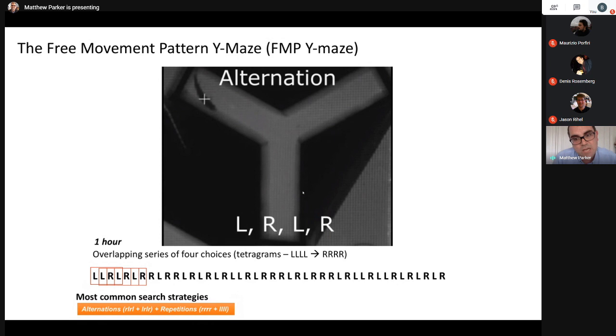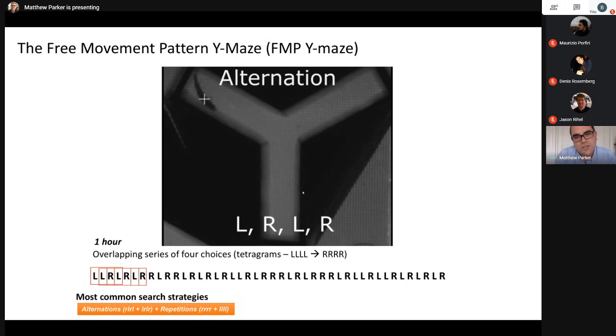Now, what we do in our lab, as you can see at the bottom there, is we overlap a series of choices. So if you look at the bottom of the screen where it says left, left, right, left, right, left, right, and so on, we take each set of four turns. The first four would be left, left, right, left. The second four would be left, right, left, right. The third four would be right, left, right, left. The fourth four would be left, right, and so on.